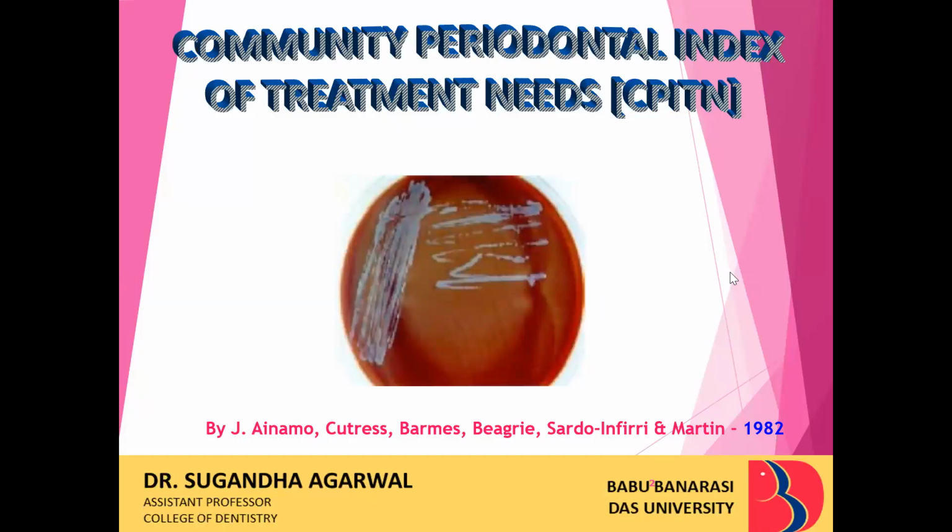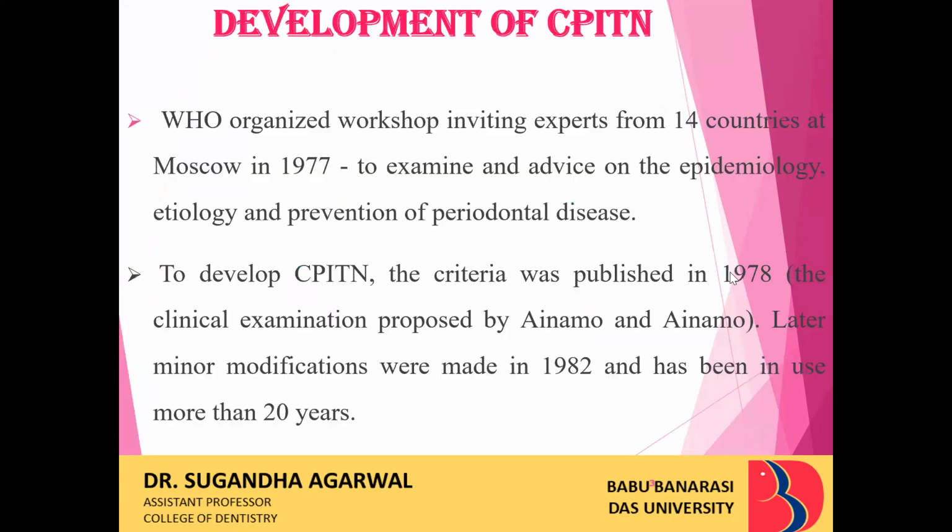Community Periodontal Index of Treatment Needs, that is CPITN index. So, starting with the development of CPITN, WHO, the World Health Organization, organized a workshop inviting experts from 14 countries at Moscow in 1977 to examine and advise on the epidemiology, etiology, and prevention of periodontal disease. To develop CPITN, the criteria was published in 1978.